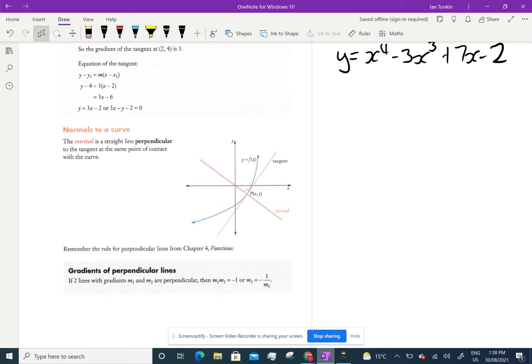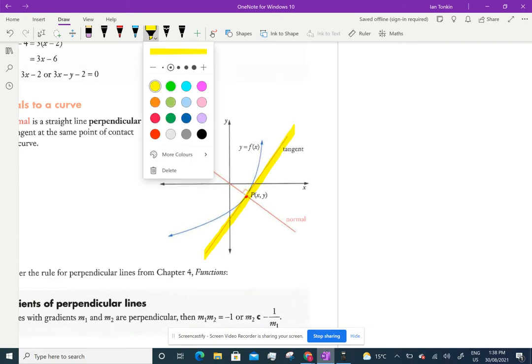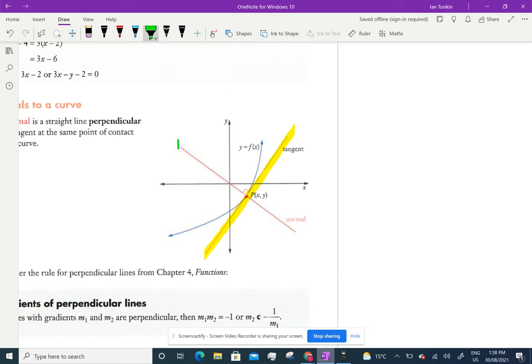Whenever you've got a curve, you can draw a tangent to it, which just means the tangent will be the straight line at whatever point you choose. So here we've got a point P, we call it (x, y), and the tangent is just going to be that line there. Now the normal is just the line that goes at 90 degrees to that. So you've got your tangent, you've got your normal.